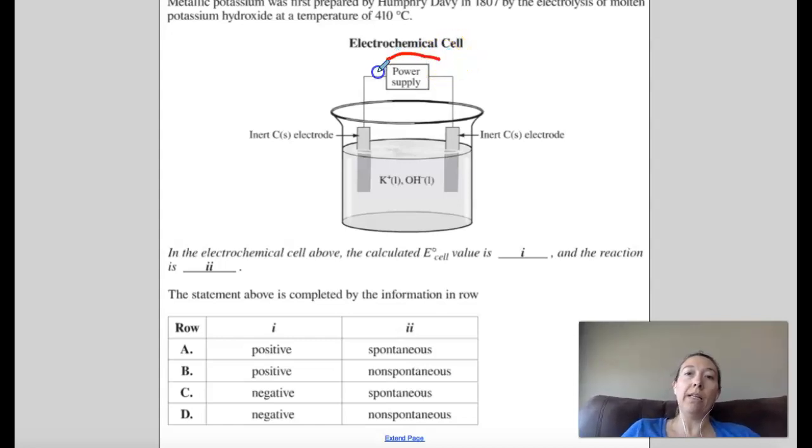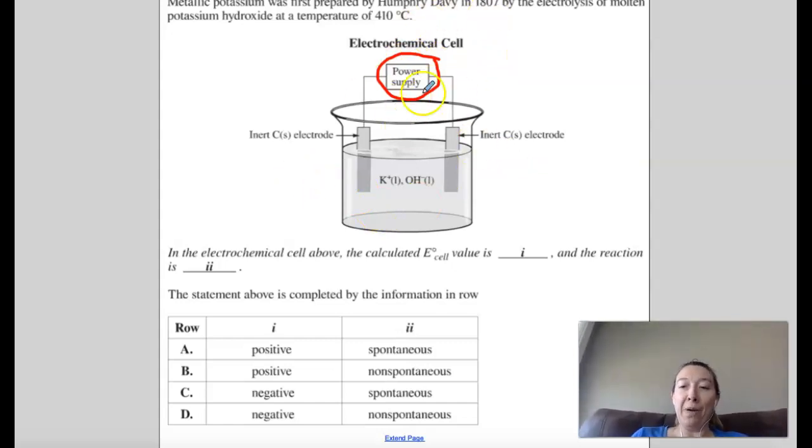The fact that this is a power supply should be telling me, oh my goodness, eventually I am going to stop coughing. It might be summertime, but eventually it's going to happen. Okay, so I have a power supply. The fact that there's a power supply is telling me that this has to be an electrolytic cell. Hopefully, I know by now that electrolytic cells have negative E0 values. So it's not A and it's not B. And the reaction is, if this is electrolytic, it is going to be non-spontaneous. So we would be looking at D.